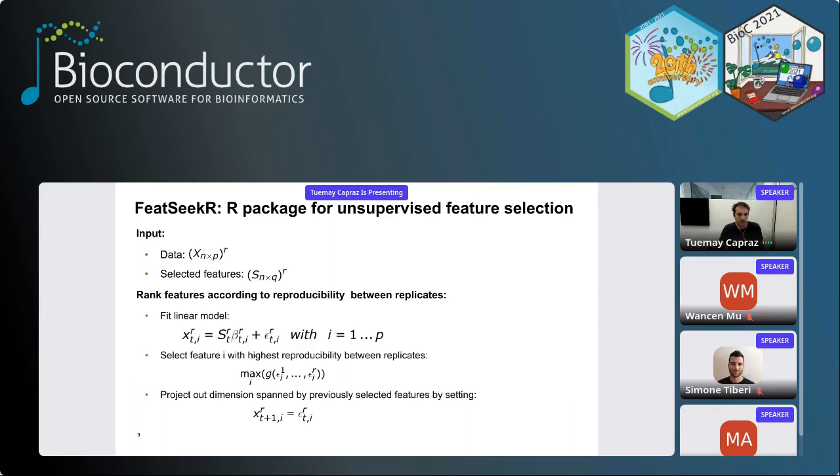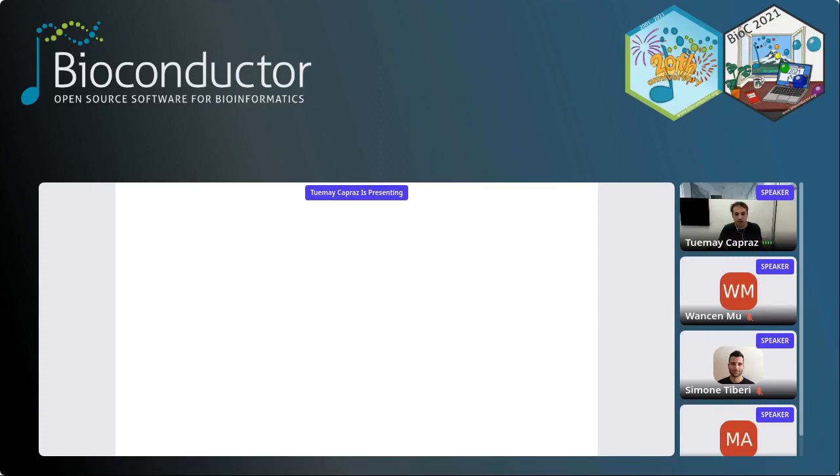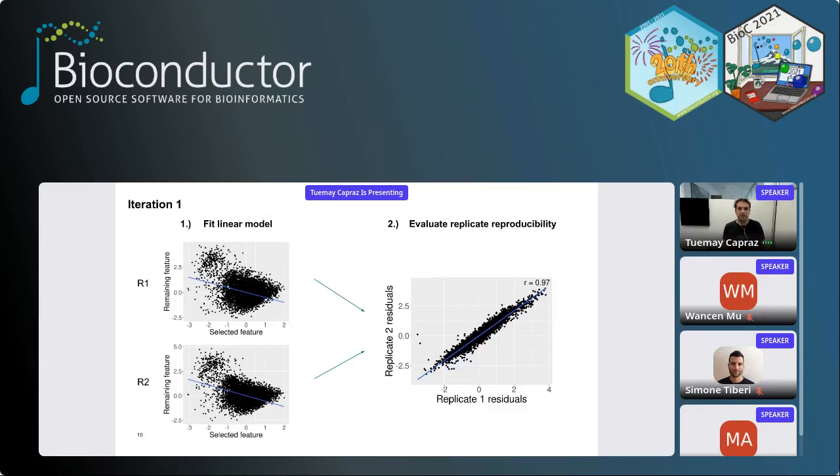Let me try to visualize this a bit. Here, in each iteration, we have two steps. On the left, we first fit the linear model, and then we evaluate the replicate reproducibility. On the left side, we see, for both replicate one and replicate two, the plot of the selected feature versus the remaining feature that will be chosen in this iteration, and the linear model. And on the right, we see the residuals plotted against each other from these two linear model fits. And we see the remaining signals after projecting out the first feature.